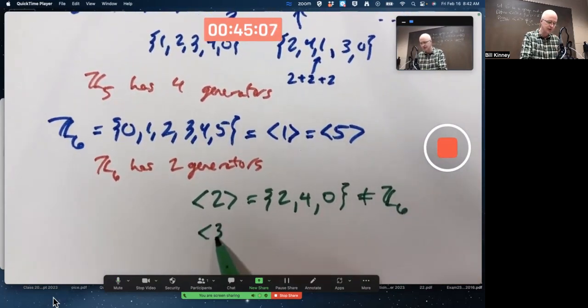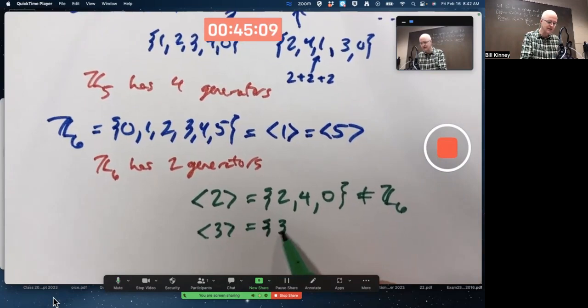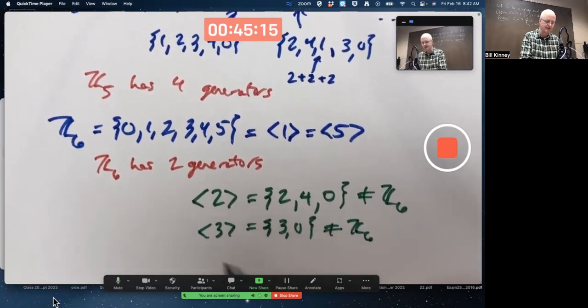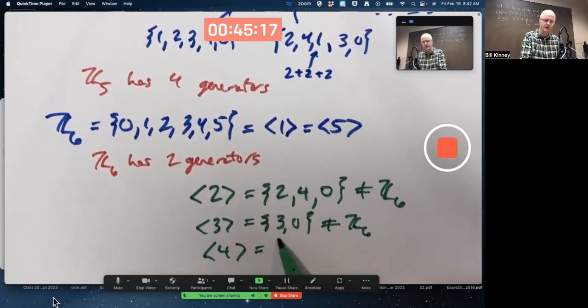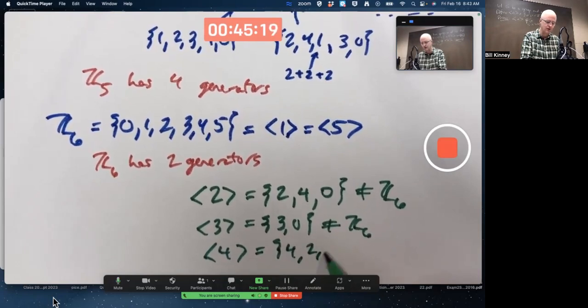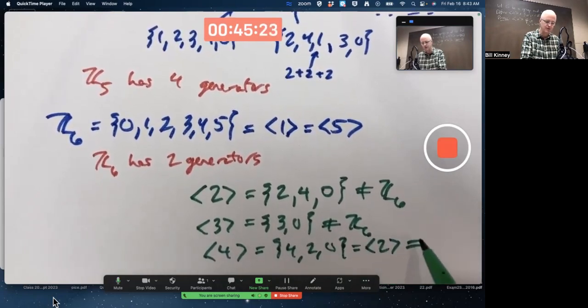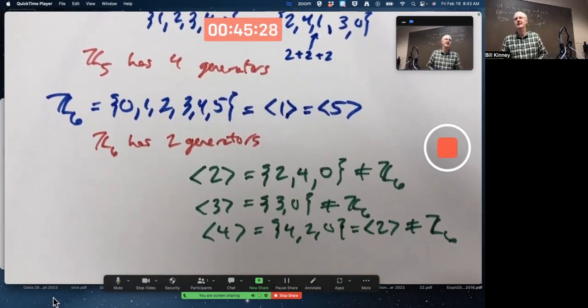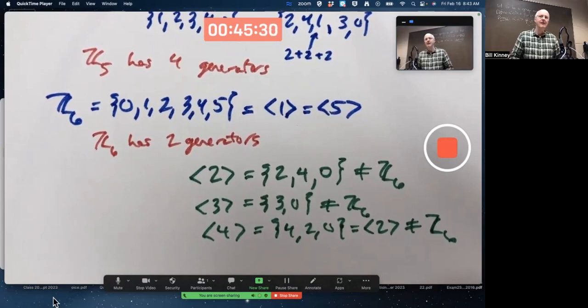The cyclic subgroup generated by 3 is just 3 and 0. 3 plus 3 is 0 mod 6, not equal to Z6. Generated by 4 is 4, 2, 0. Same as the cyclic subgroup generated by 2, but not equal to Z6. You're going to get really used to thinking about these kinds of examples a lot.